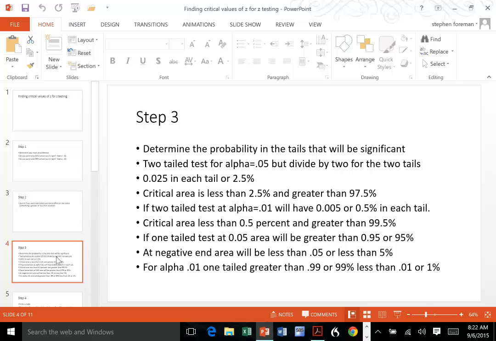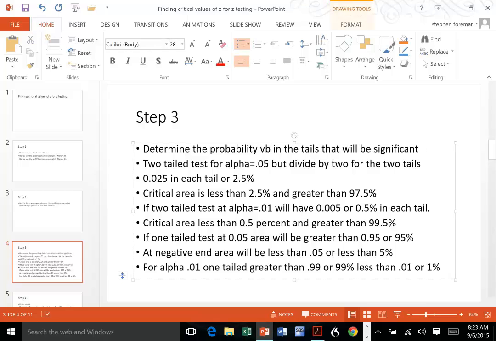So in step 3, we fix the standards to determine the probability that the values in the tails are going to be significant. And in that sense, I mean significantly different. So if we're using a two-tailed test and we're fixing alpha at 0.05, we divide by 2 because half of our critical values go into each of the tails. So for that two-tailed test at 0.05 alpha, we're going to have 0.025 in each tail, or 2.5% of our distribution is going to be in each tail.